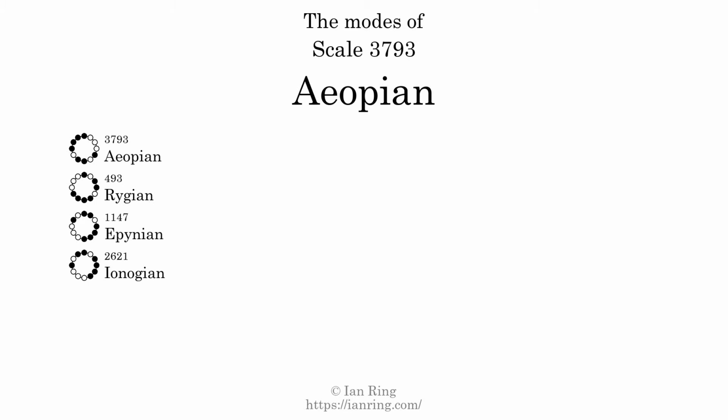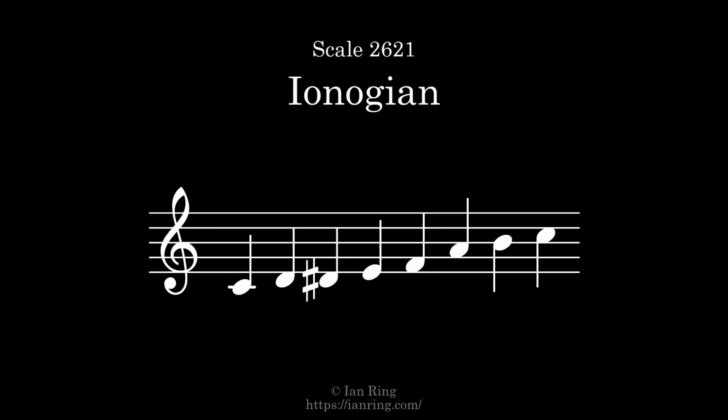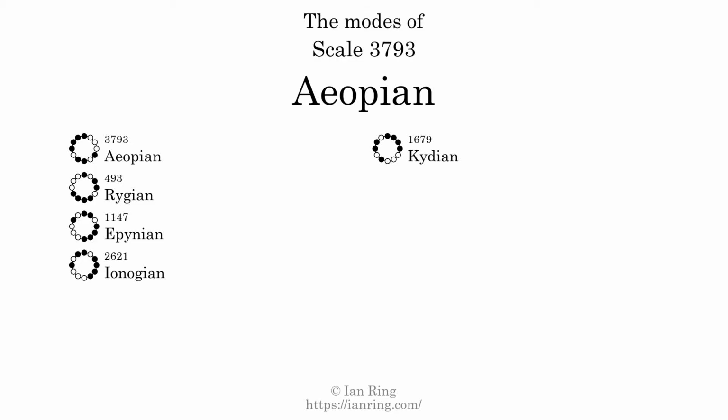The fourth mode is scale 2621, also known as Arnogen. It sounds like this. The fifth mode is scale 1679, also known as Kaidian. It sounds like this.